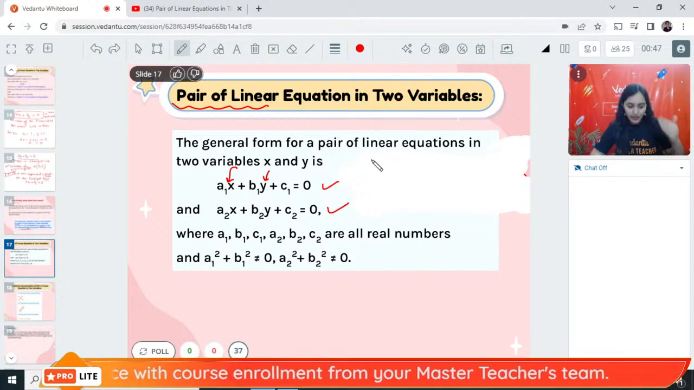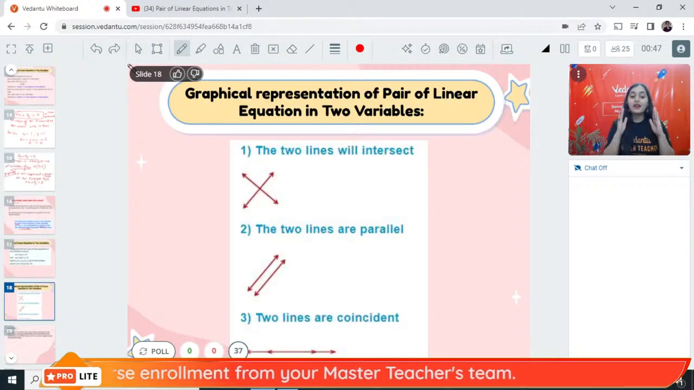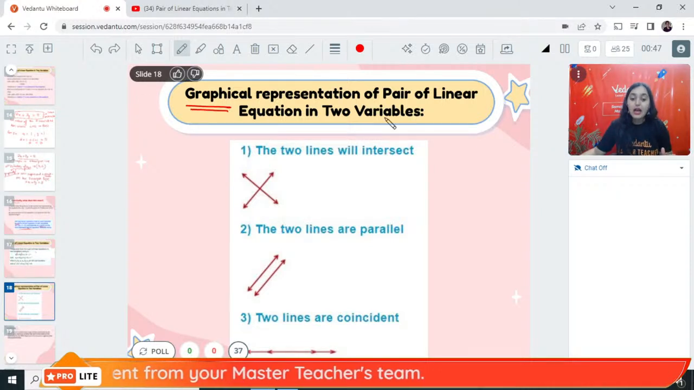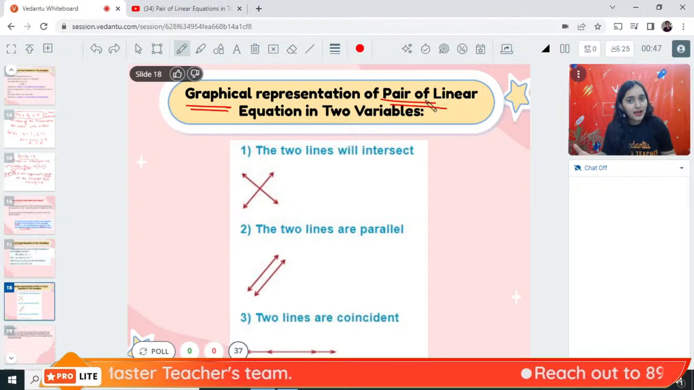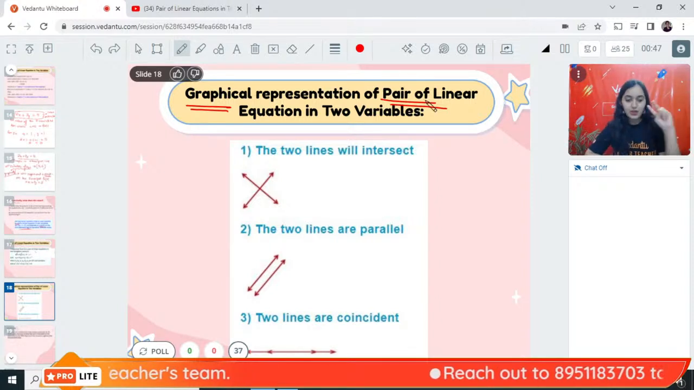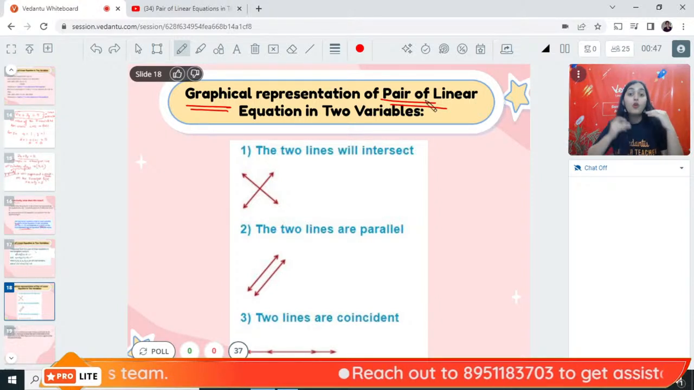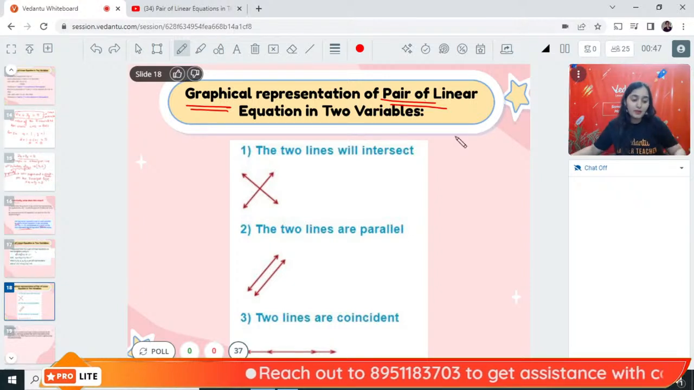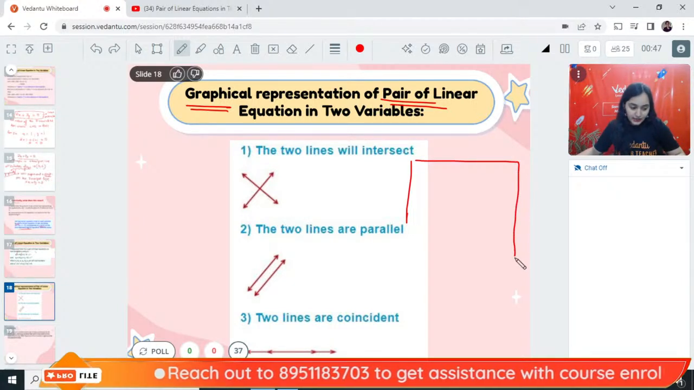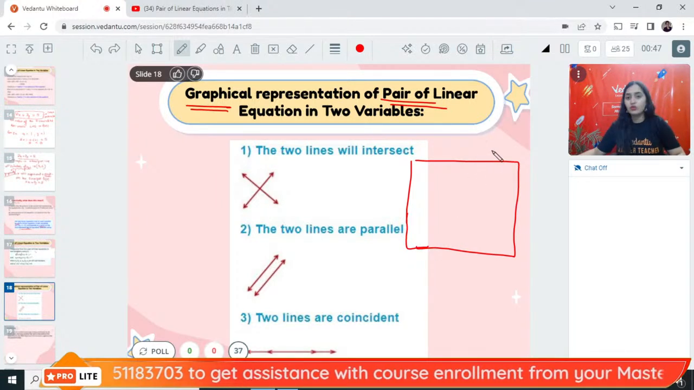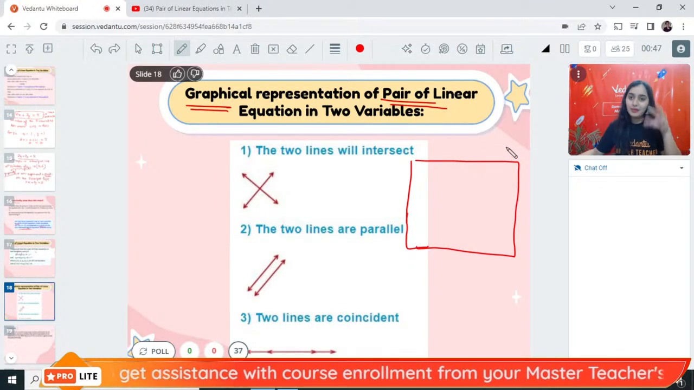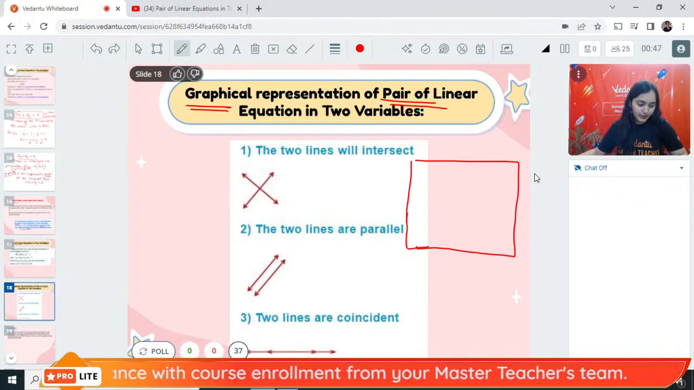Clear? Now, how can we graphically represent pairs of linear equations? Now, very simple. If you have two lines, two straight lines, what all conditions are possible? So if I have a Cartesian plane, no, Alku, no. The variable has to be same. The value doesn't have to be same.